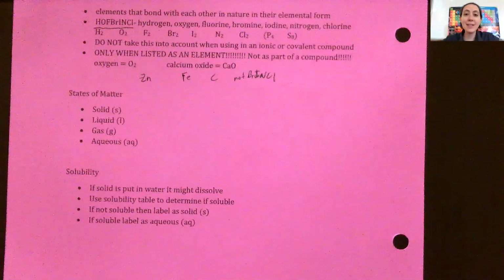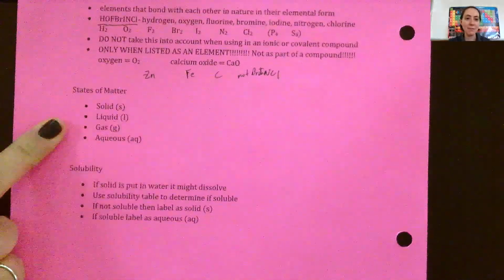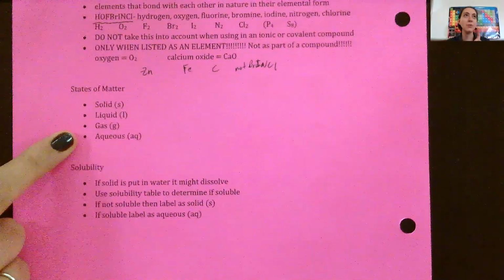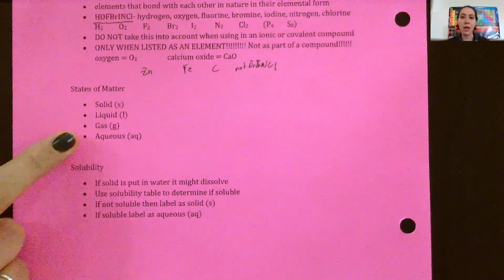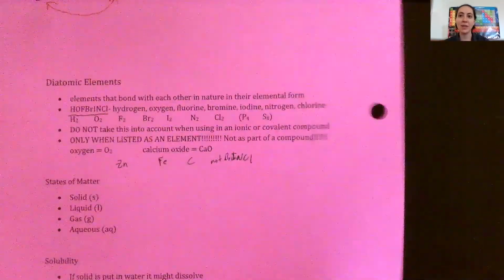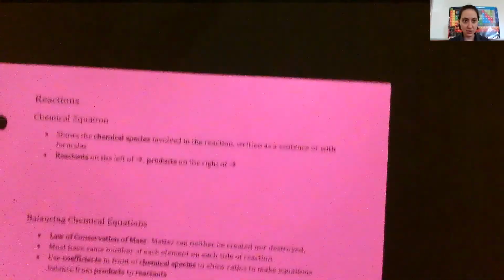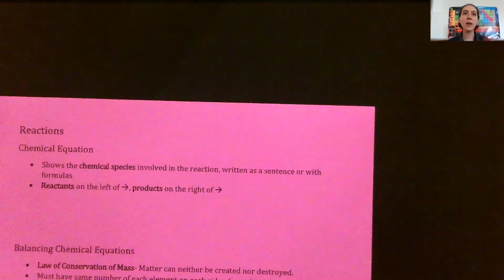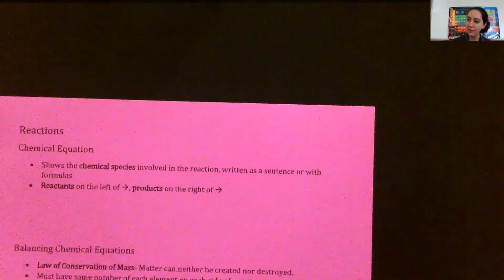All right, this is the last of our notes for Unit 5. We're going to talk about solubility. We've actually already talked about states of matter. If you didn't get those notes, go back to the 5.1 notes. They are going to include it. They're also when we talked about diatomic elements as well as reactions. So we're moving on. This is the last of the notes. It's 5.5. We're just going to talk about solubility.